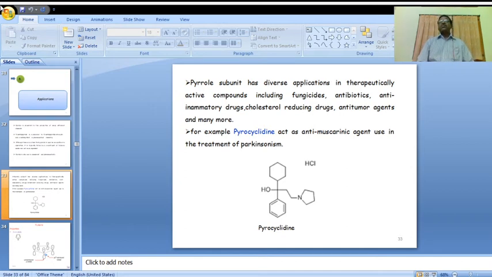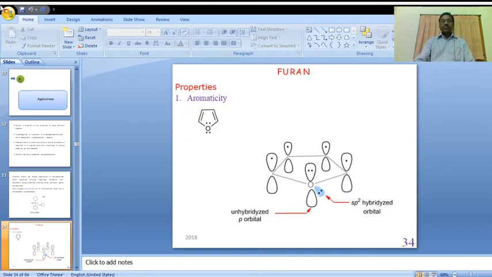Is it clear, all of you? Pyrrole is one of the suitable examples for a 5-membered ring. Today we completed this example. Today we are going to discuss just the introduction. Tomorrow we will continue this topic.